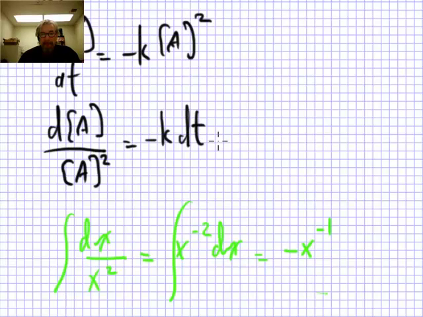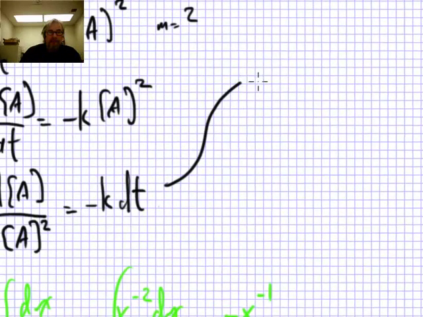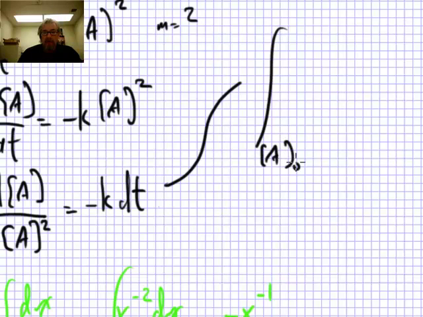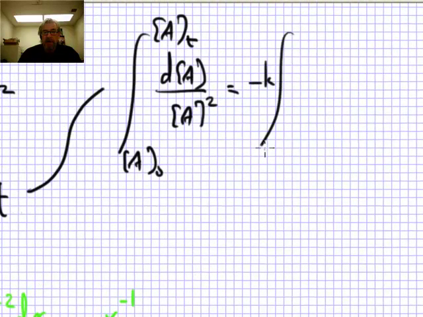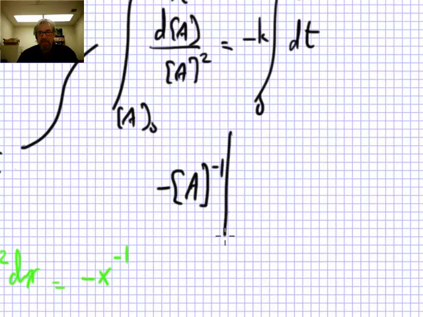So let's create our definite integral. We're going from A naught again up to A at time t of dA over A squared, and that's going to be equal to minus k times the integral from 0 to time t of dt. So on the left-hand side, this should be negative concentration of A to the minus 1, evaluated from A naught up to A at time t. And that is again going to be equal to minus k times t.